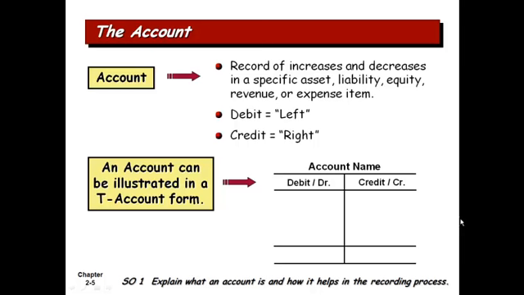An account can be illustrated in a T account form. So we'll see over here, debit, this is the left side of an account. Credit is the right side. Oh, I'm sorry, yeah, right side, left side. And the name of the account goes here, whether it be cash, accounts receivable, revenue. So an account has three parts, the debit, the credit, and the name of the account.